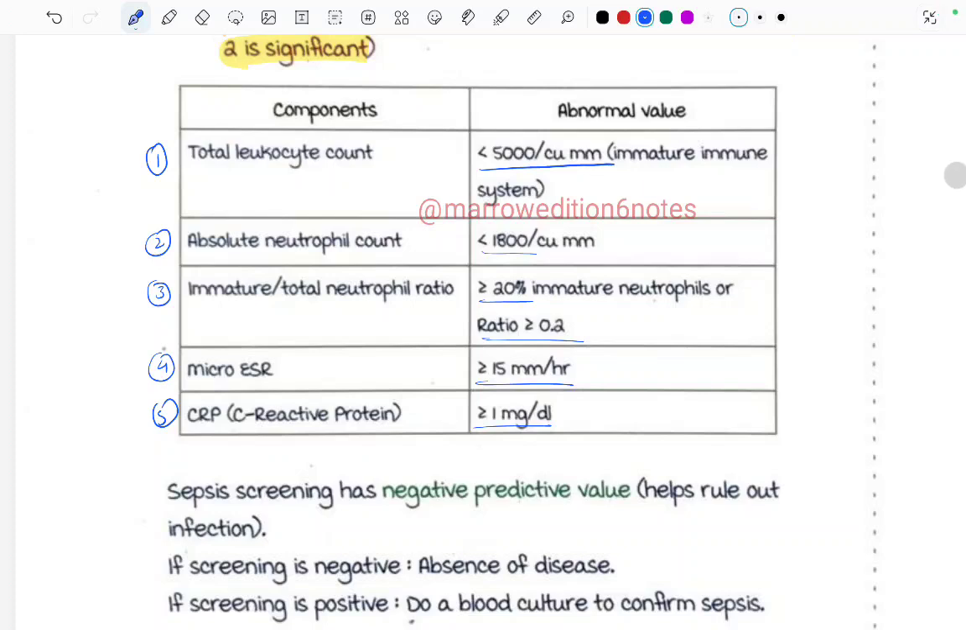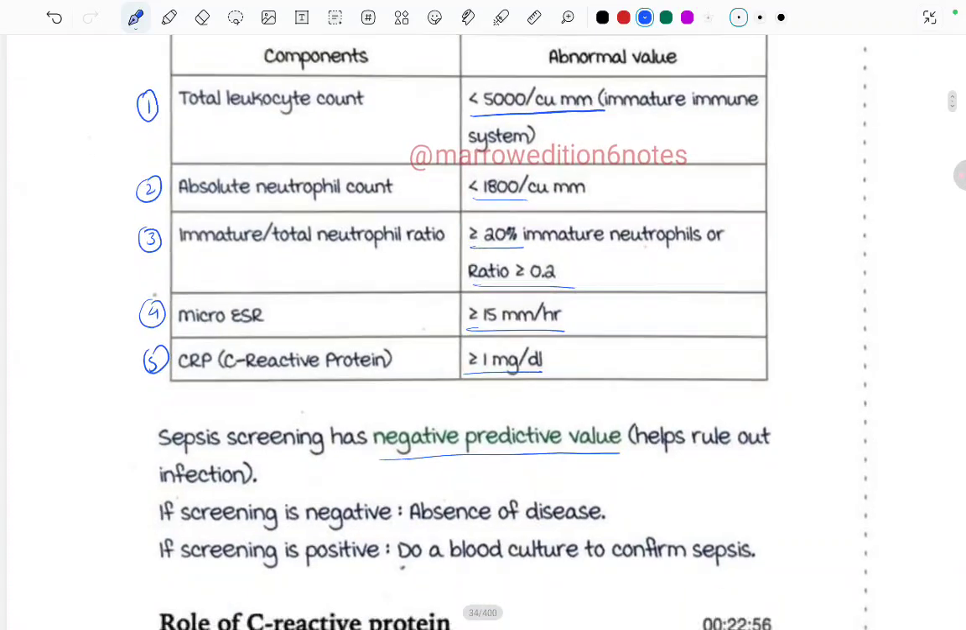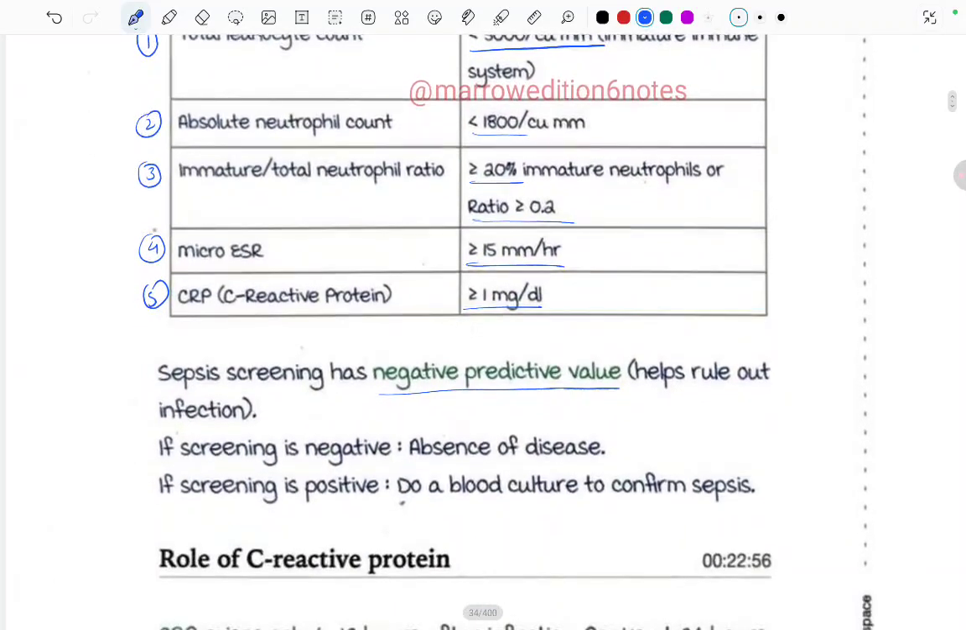Fine. So the sepsis screen has a negative predictive value and it helps to rule out the infection. If the screening is negative, then there is absence of disease, and if the screen is positive, we need to do blood culture to confirm the sepsis. Okay.